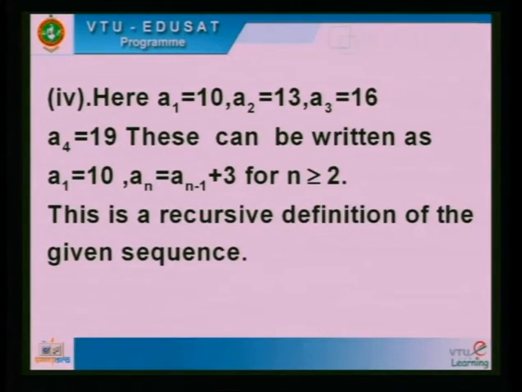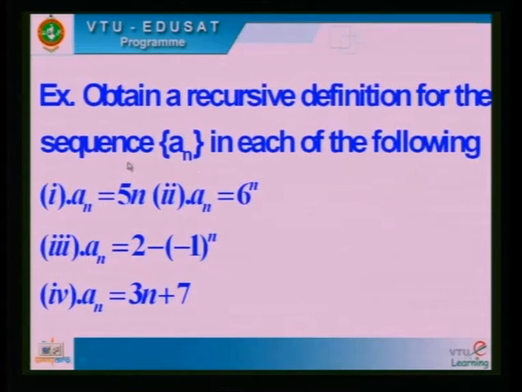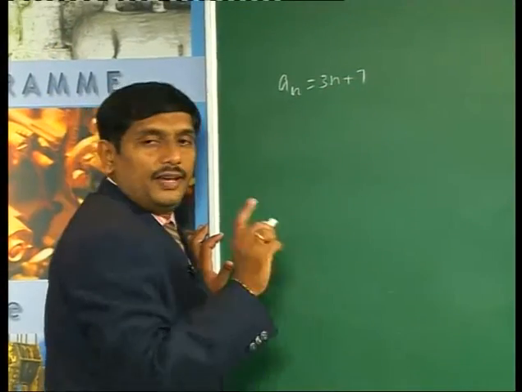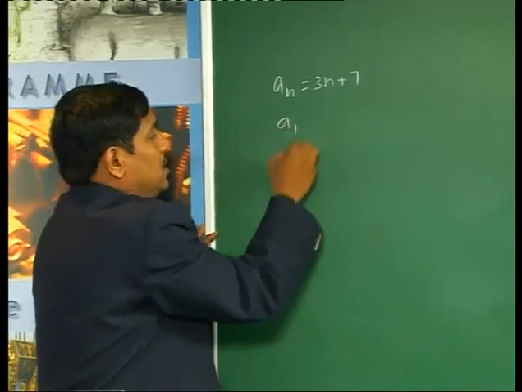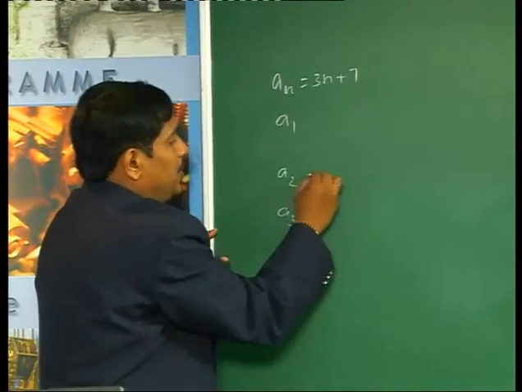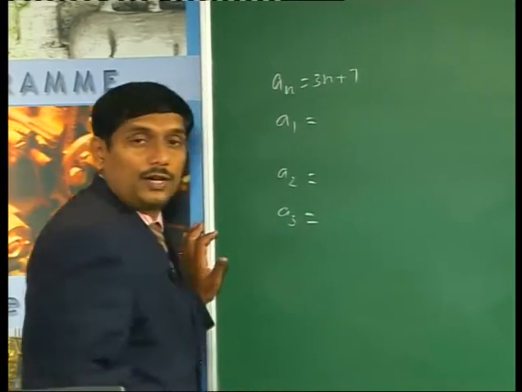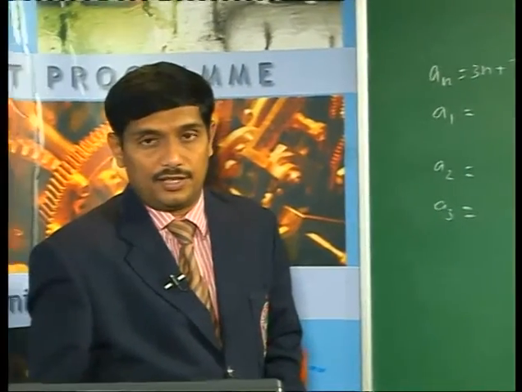And in the fourth problem here, a1 equals 10, and if you put n equals 2 you get 13, and a3 becomes 16. That is a_n equals 3n plus 7. Always you can start by putting the 1, 2 and 3 values. What about the fourth one? What things can be observed there?